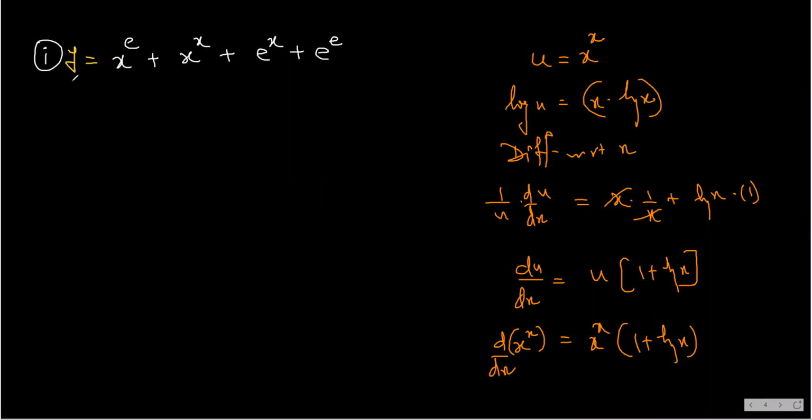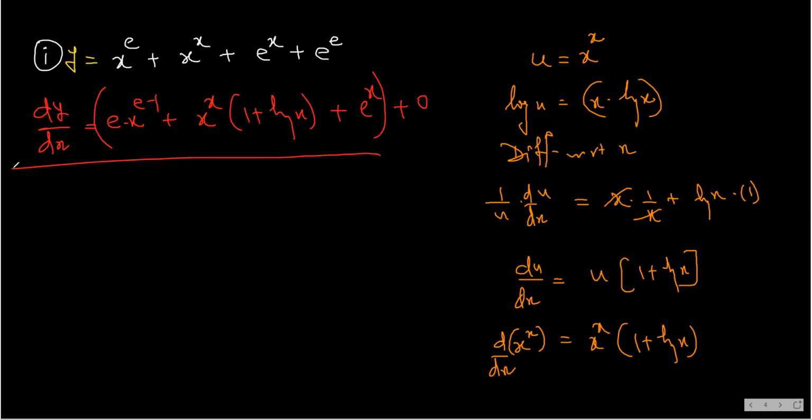So I can write the answer of this in one step. dy by dx for this will be, for e raised x raised to e, a variable raised to a constant, which is of the x raised to n type and a standard function of x, e times x raised to e minus 1, plus the derivative of x raised to x, which is x raised to x into 1 plus log x, plus e raised to x plus 0. This is your final answer, and you can do this in one step. So it is time you remembered this. Very good.